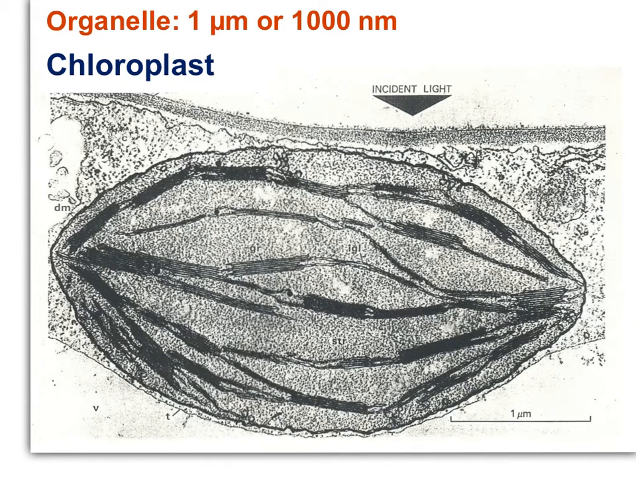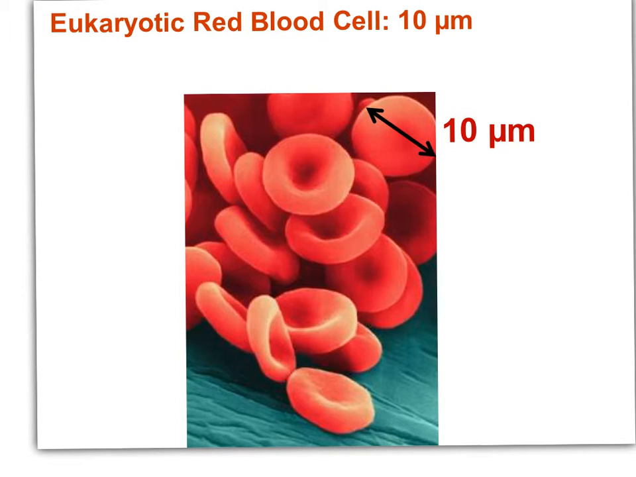The chloroplast seen here is an organelle, and like the mitochondria has the same approximate size as a bacterium at 1 micrometer, or maybe just a little bit larger. Chloroplasts are larger organelles than mitochondria. The eukaryotic red blood cell is one of the smallest eukaryotic cells at 10 micrometers. Eukaryotic cells have a nucleus.